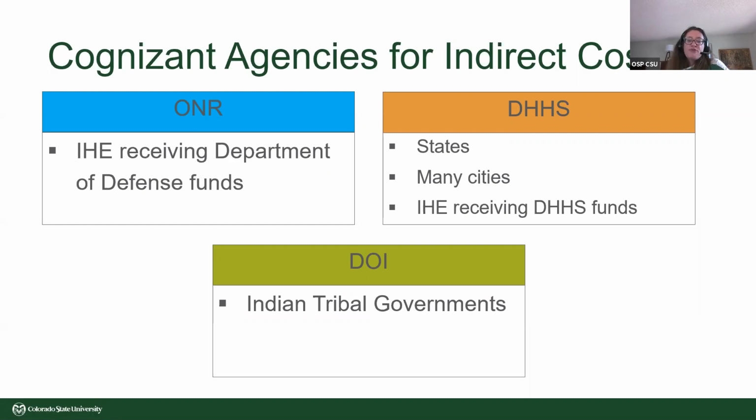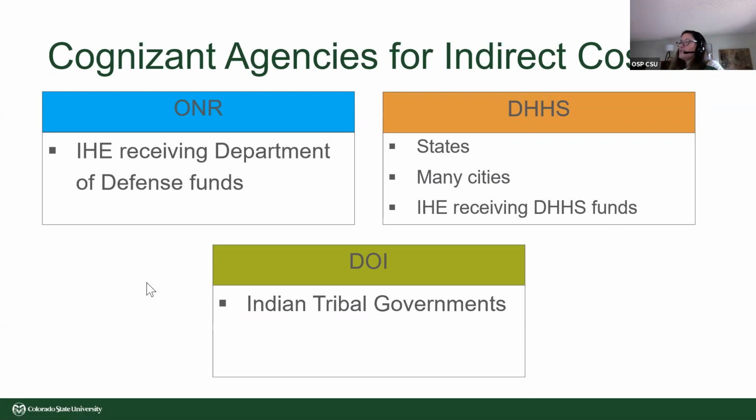Okay, for a tribal government or agency, Department of Interior is actually the cognizant agency for Indian tribal governments. So there are cognizant agencies for state and local government, for institutes of higher education, for tribal governments. They all vary, but the two you should be familiar with on the exam are ONR and DHHS. You should know that DHHS is the default cognizant agency.